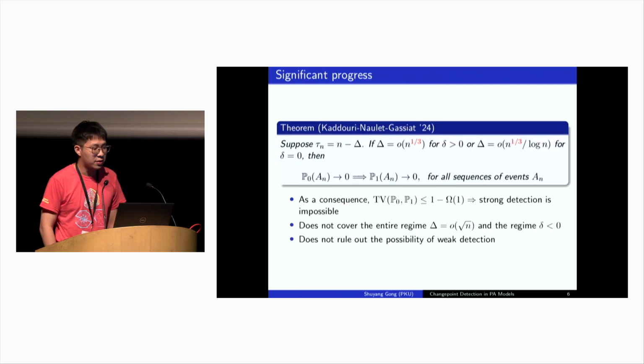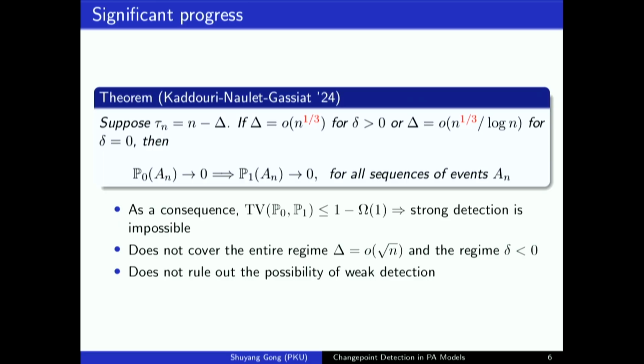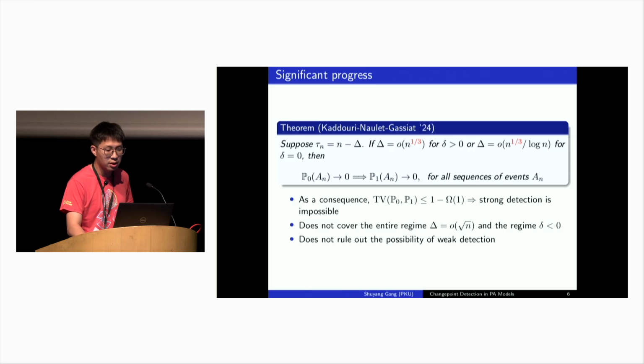And last year, there was very significant progress toward this conjecture. Kadori, Nollet, and Gazia showed that if tau n equals n minus delta, where delta is little o of n to the 1/3, strong detection is essentially impossible. As a consequence, the TV distance between these two distributions is bounded away from 1. This is very nice, but it does not cover the entire conjectured parameter regime.